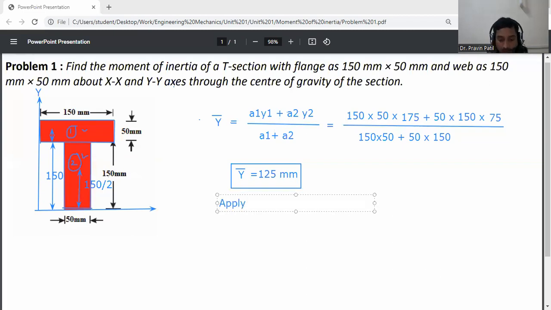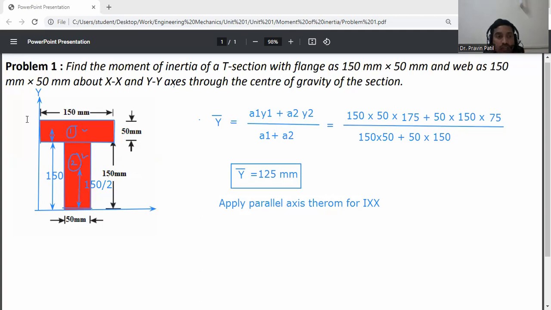Apply parallel axis theorem for I-axis. We need to apply parallel axis theorem for I-axis because it is unsymmetrical about the I-axis.